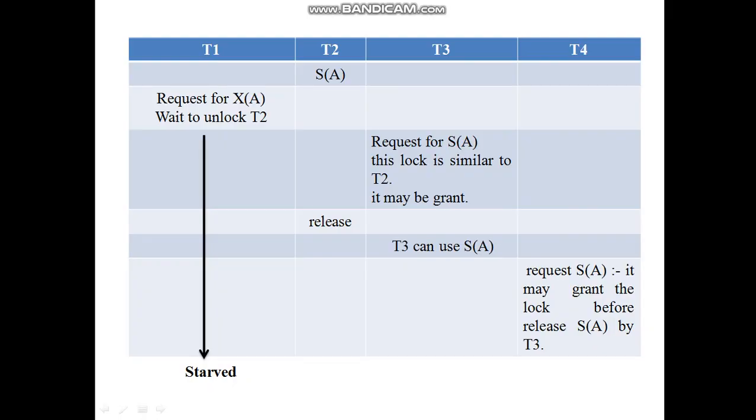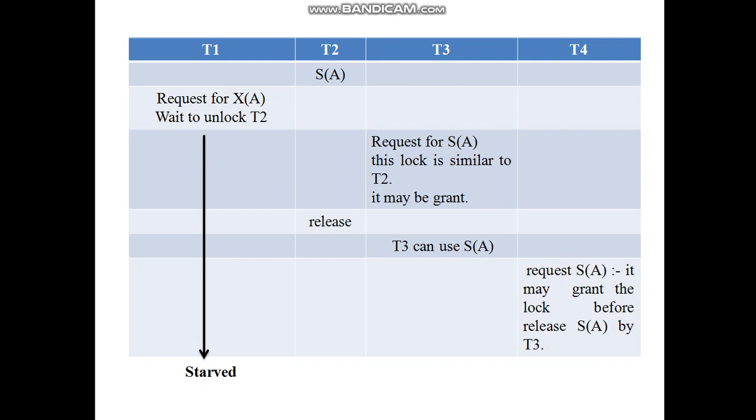So what is starvation? Here we have four transactions. Transaction T2 is holding a shared lock on data item A. The T1 transaction is requesting the exclusive lock on A, but T1 is waiting for T2 to unlock. Transaction T3 is requesting the shared lock, which is compatible with the lock held by T2, so it may be granted. Here transaction T2 releases the lock and it is granted to transaction T3.